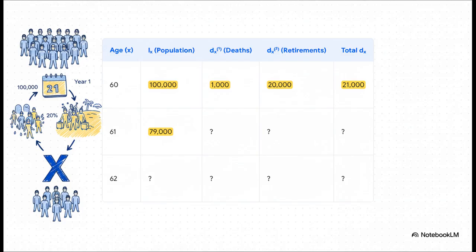Okay, so in that first year, from age 60 to 61, we look at past data to make a prediction. Let's say we figure about 1% of the group will pass away, so that's 1,000 people. And maybe 20% will retire, another 20,000 people. You add that up and boom, 21,000 people have left the group. That leaves us with 79,000 people heading into age 61.